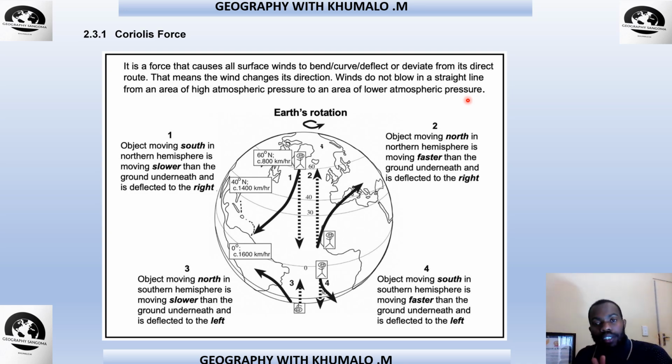Now, as this air is moving, the Coriolis force is going to change the direction or deflect the direction of what? Of wind. Now, a real life example: let's say you are coming out from your house, you are walking on the street, then you meet someone that you owe. You are going to just turn and change the direction. So that is what the Coriolis force does. It changes the direction of wind. So it's very important for you to understand the Coriolis force.